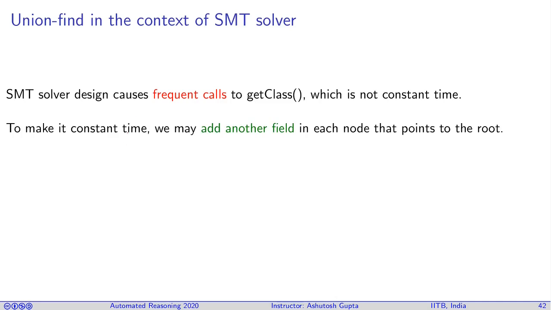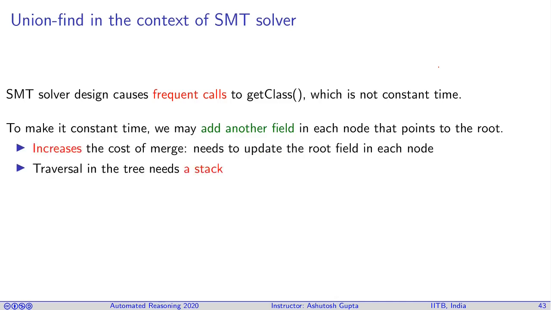To make it constant time, we can add another field in each node that points to the root. That gets rid of traversing to the root. However, that creates another problem, the cost of merge. When you merge two trees, you need to update the root field each time you do the merge. That adds to the cost of merging. And furthermore, in this process of updating, you need to traverse the whole subtree, and the subtree will require another stack so that you can go and update every node.